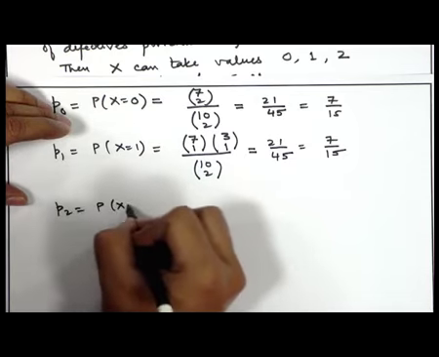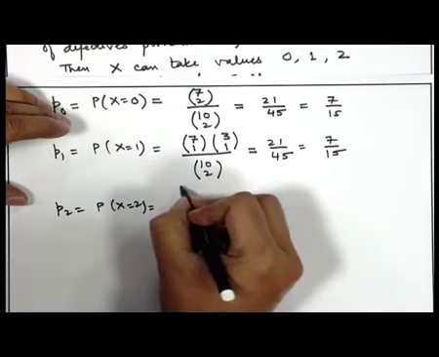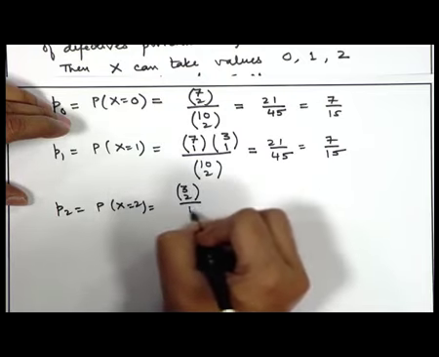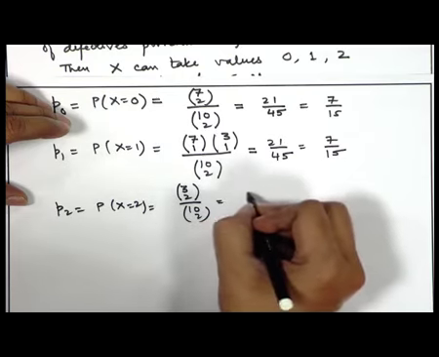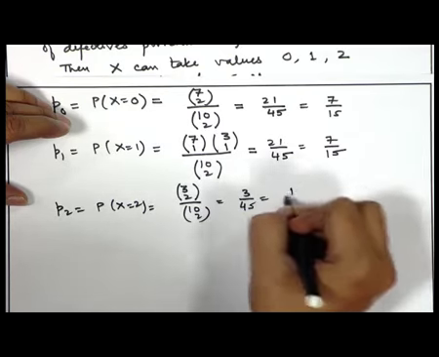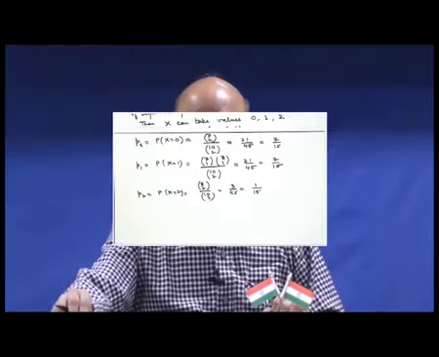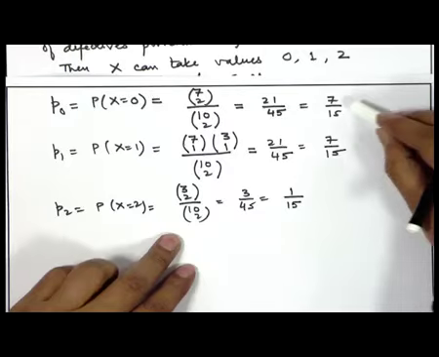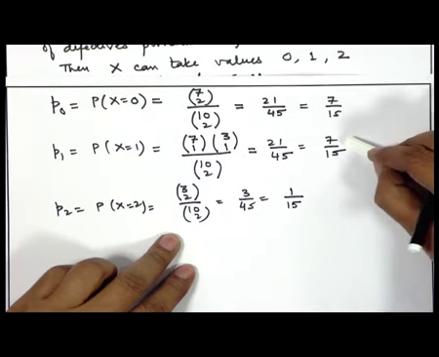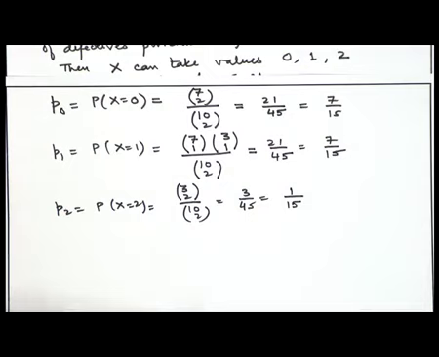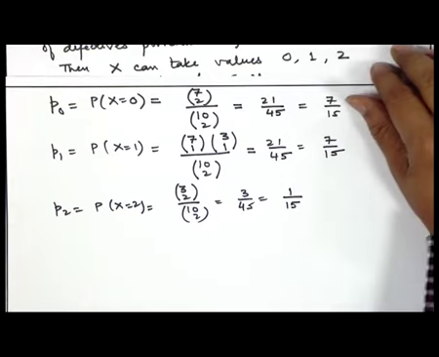And P2, that is the probability that x equal to 2, that means he got both the defective ones. So, 3C2 divided by 10C2, that is equal to 3 by 45, that is equal to 1 by 15. This is the probability distribution of the number of defectives. You can see here 7 by 15 plus 7 by 15 plus 1 by 15, the sum is equal to 1. So, this is a valid probability distribution of the discrete random variable x, which is defined as the number of defectives in the purchase by the customer.